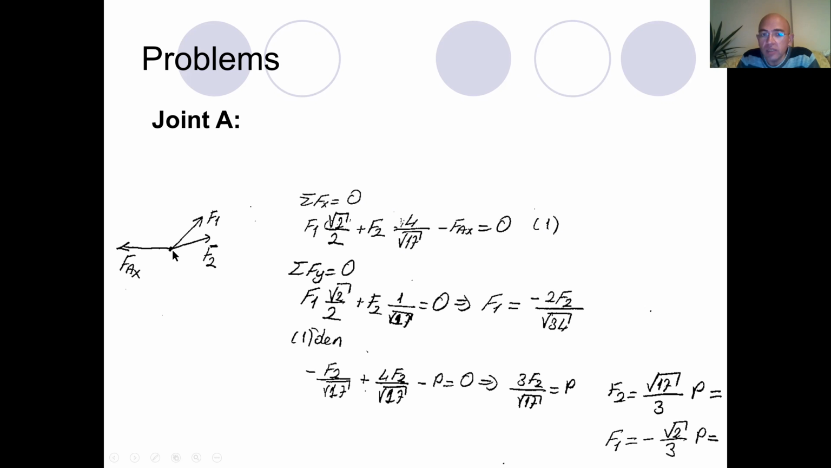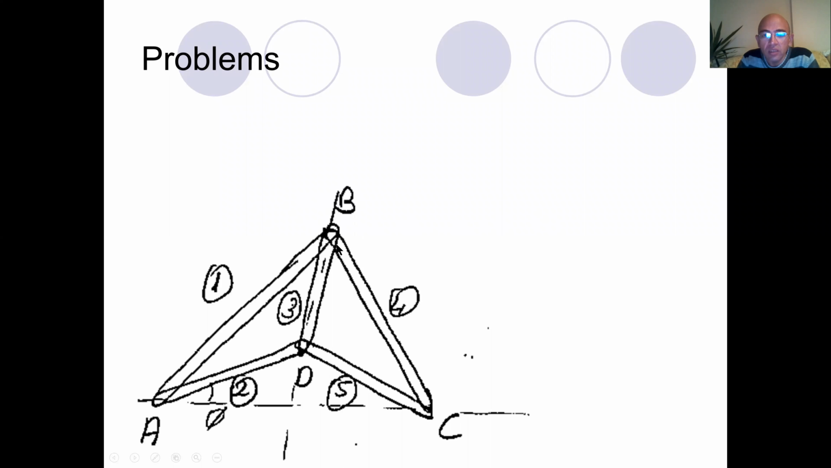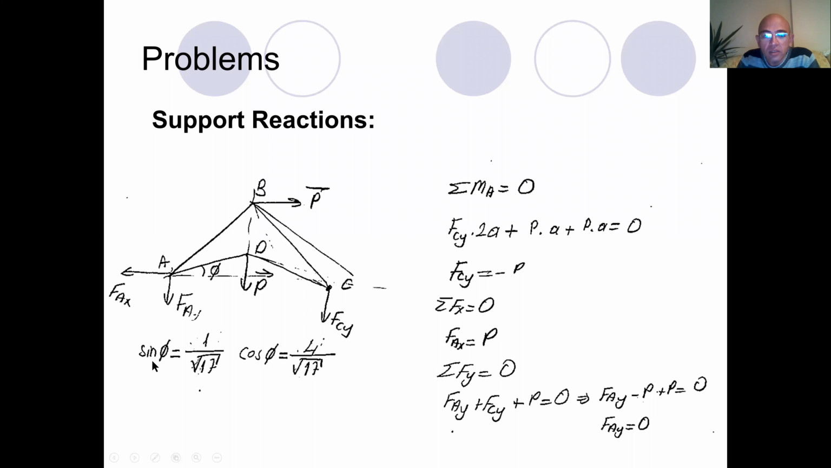Remember that Fay is equal to 0. So I have F1 and F2. First thing is, F1 makes an angle of 45 degrees, but F2 makes an angle of phi. We can easily calculate the angle phi here. Sine phi is 1 over square root of 17, and cosine phi is 4 over square root of 17.